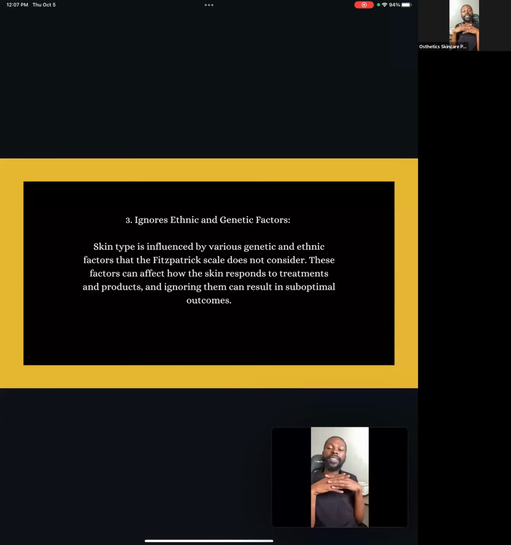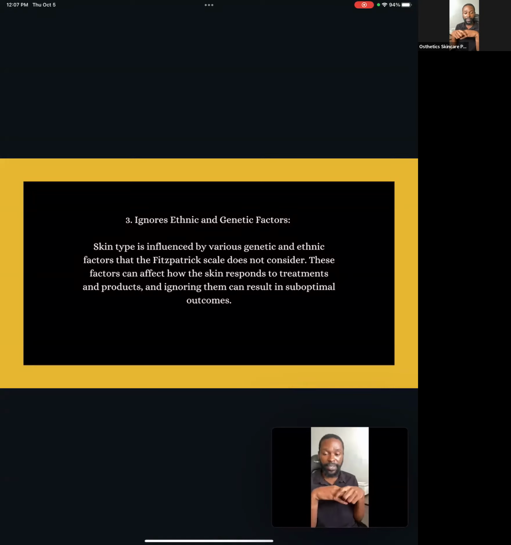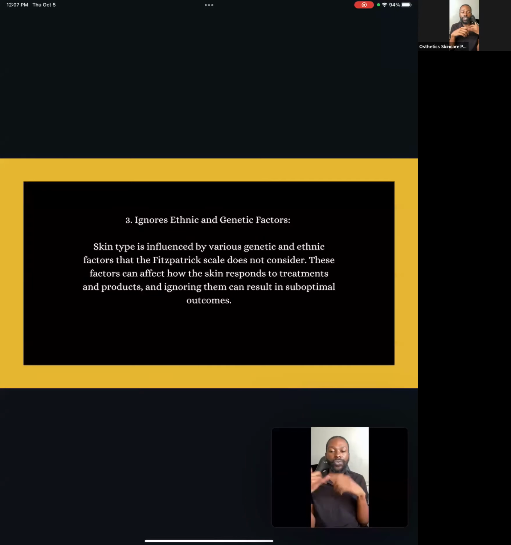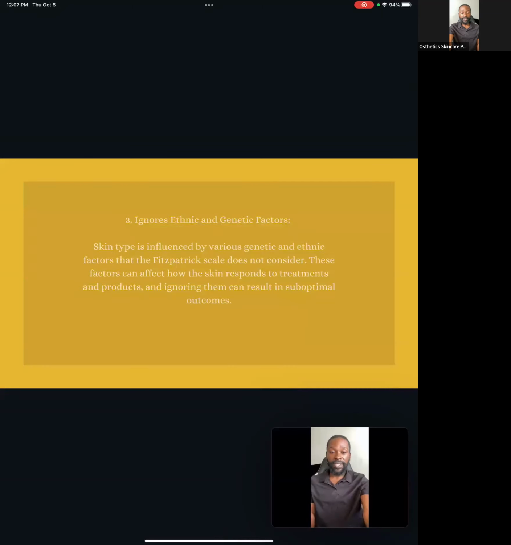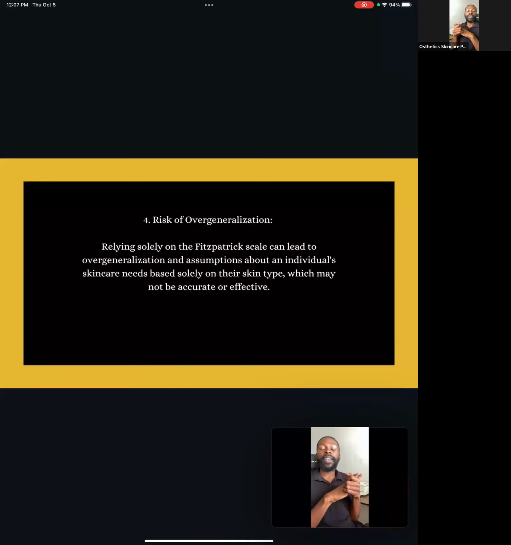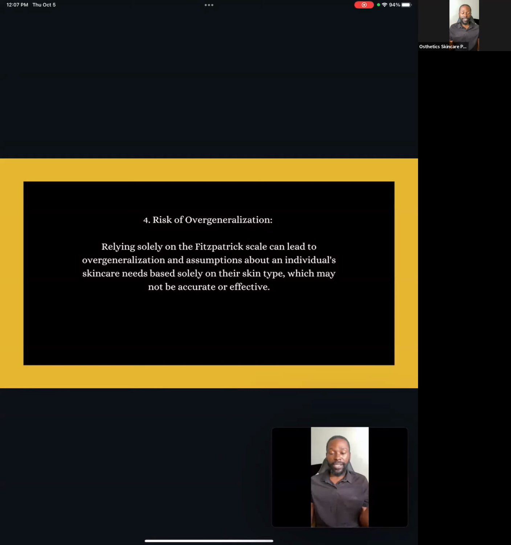Reason number 3, the Fitzpatrick scale ignores ethnic and genetic factors. The skin type is influenced by various genetic and ethnic factors that the Fitzpatrick scale does not consider. And these factors affect how the skin responds to treatments and products, and ignoring them can result in suboptimal outcomes. Basically, what that means is ignoring these things could be the very reason why your client had a bad experience in the treatment room. Then we have risk of overgeneralization.